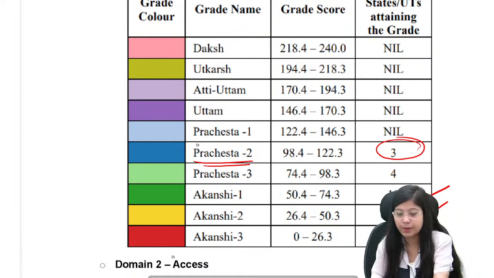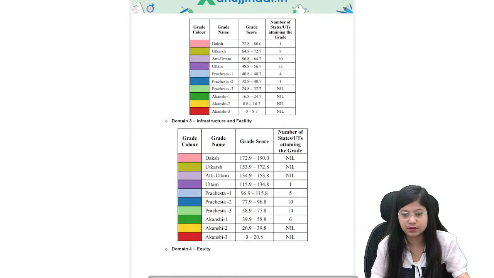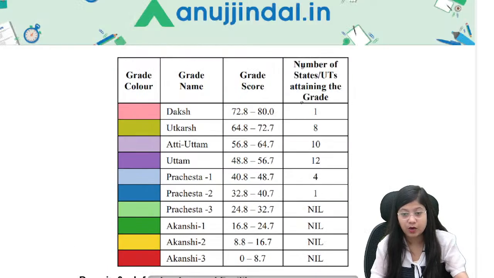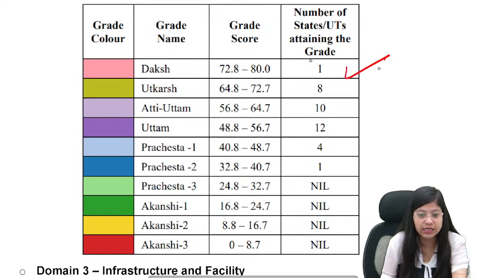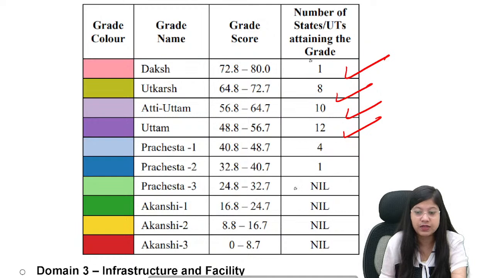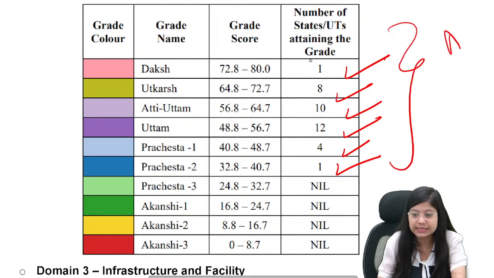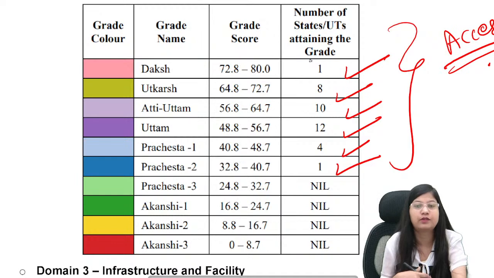Similarly, as far as domain 2, that is access, is concerned, we do have one state in the Daksh category. In Utkarsh, we have 8. In Atyuttam, we have 10. In Uttam, we have 12. In Prachishta 1, we have 4. In Prachishta 2, we have 1 state. So this shows that access to education is widely available and we are working on that.